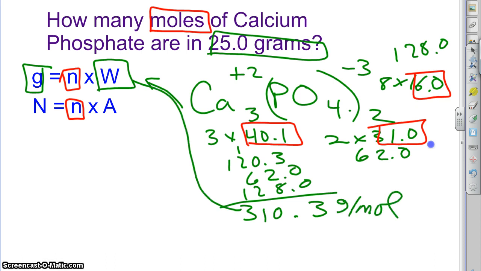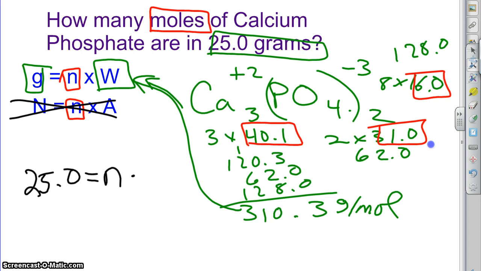That goes in here. So, as it turns out, I do not need this formula. I can do everything using the mass formula in this case. So G is given in the problem as 25.0, and that equals N, which is what we're trying to find, times W, which we've just calculated, is 310.3 grams per mole. So we're going to take 25 grams divided by 310 grams per mole, and that will give us moles. So let me grab my calculator here real quick.